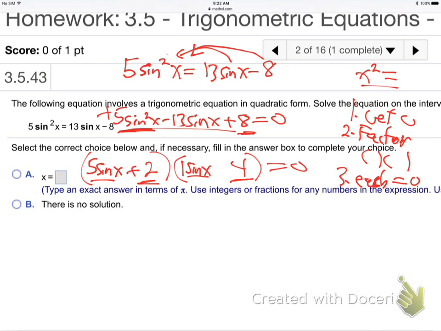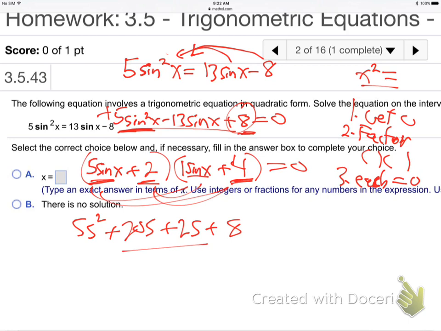Put a plus. It's got to be plus and plus to make plus 8, right? Plus 2 times plus 4, and then try it. Is that right? Boom, boom, here we go. I'm just going to use S, save time. 5 sine squared plus this times this would be what? 5 sine times 4 would be 20 sine, and then this times this would be 2 sine plus 8. 20 plus 2 in the middle is 22. That's not even close to negative 13. No way. It's not 2 and 4, huh?